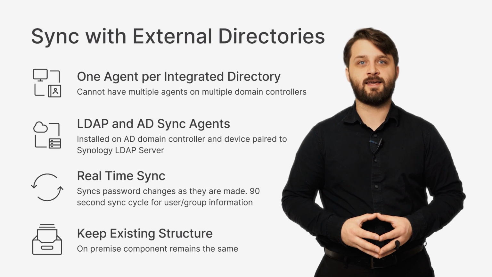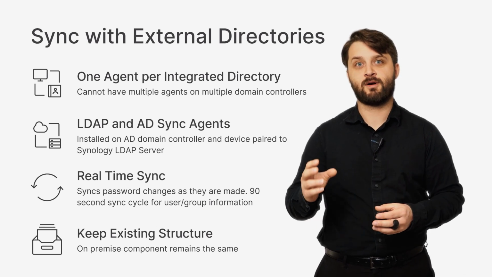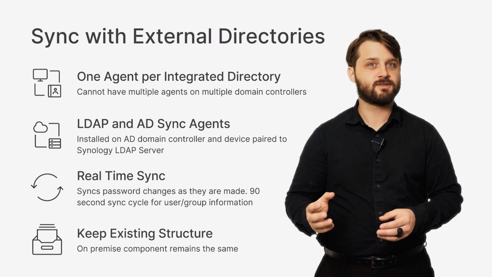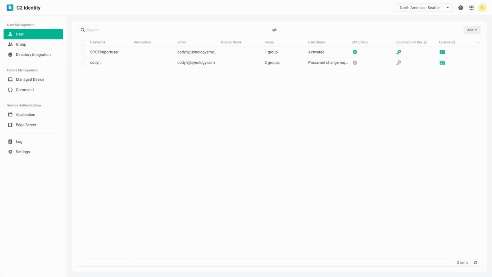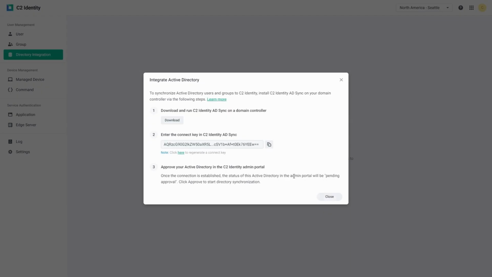So let's check out getting AD sync actually enabled in your environment with C2 Identity with an on-premise Active Directory server from Microsoft. So we've added users in manually so far, and we've shown you how to import via CSV file so you can import your users en masse if you ever need to. But let's say you already have an environment that is established with Microsoft Active Directory and you want to sync this environment with your C2 Identity instance. To do so, you're going to utilize the directory integration option on the left-hand pane here. We're going to choose Integrate Active Directory.